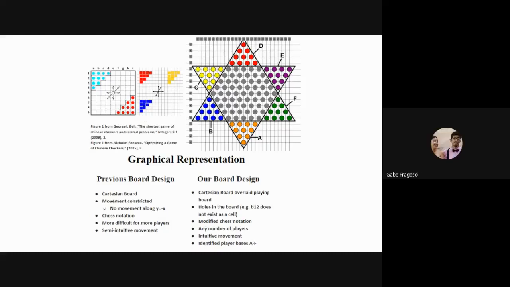The first work we did was to establish our own graphical representation of the playing board. While Bell and Fonseca each used a Cartesian board, constricting the player movement, we chose to use a Cartesian overlay. This allowed for the armies to have more intuitive movement while losing some potential matrix representation capabilities. To identify each location, we used modified chess notation and identified each player base since we would be working with all 6 players.